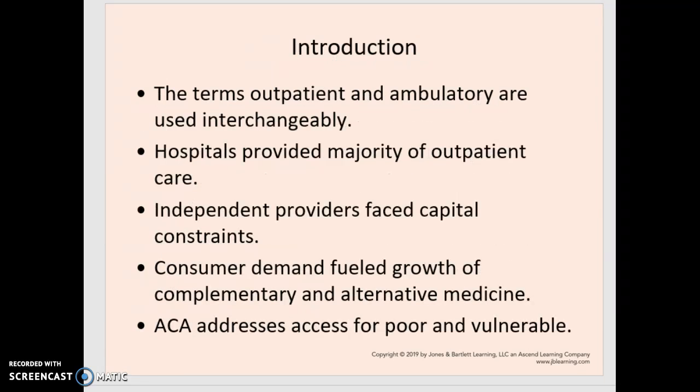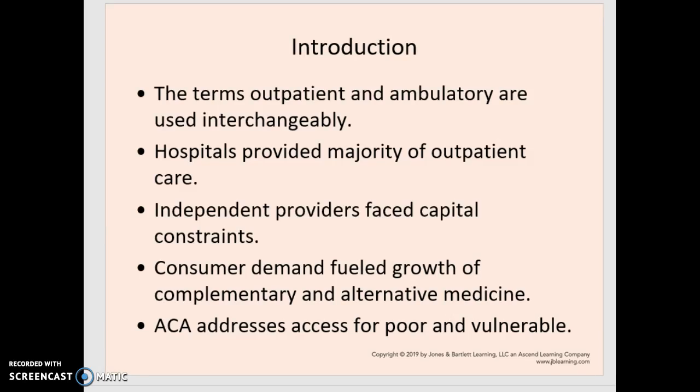So when we start getting to here, the first thing that we want to really pay attention to is the terms outpatient and ambulatory care. They are used interchangeably in the world. Remember that ambulatory care is anything for a walking patient. So it can be diagnostic, therapeutic, or treatments provided to somebody who walks in.